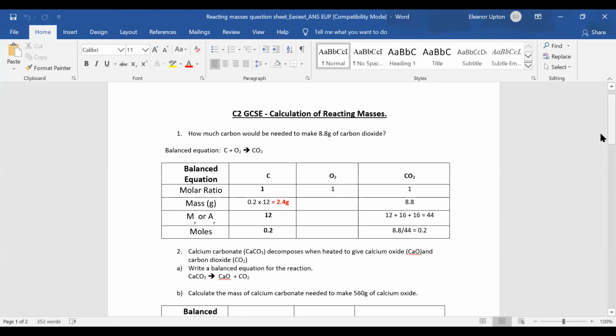So if I scroll down, I'm going to scroll down very, very slowly through these to enable you to actually mark your answers. You can see that I've used the table method throughout. As long as you come to the answer of 2.4 grams for this first answer here, it would be 2.4 grams of carbon that would be needed to make 8.8 grams of carbon dioxide.